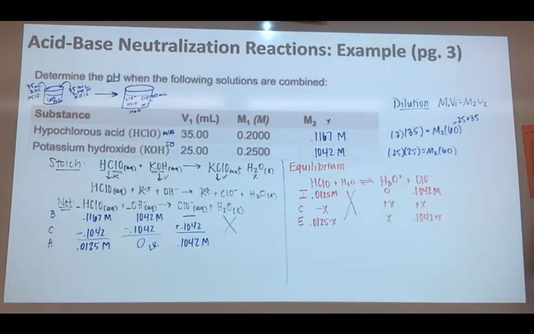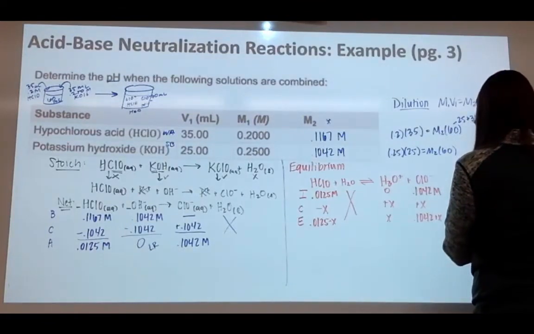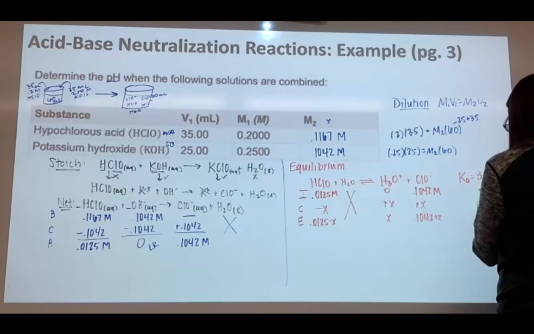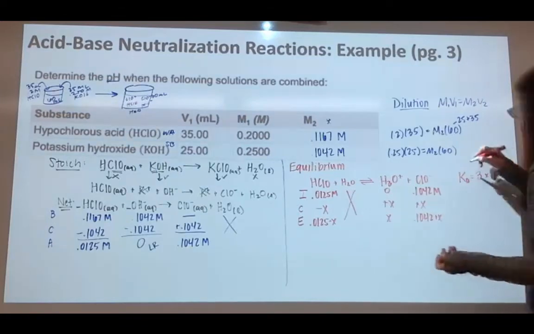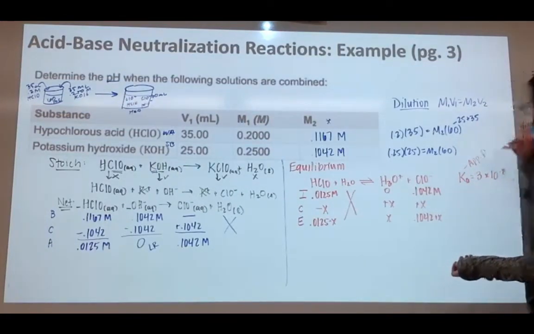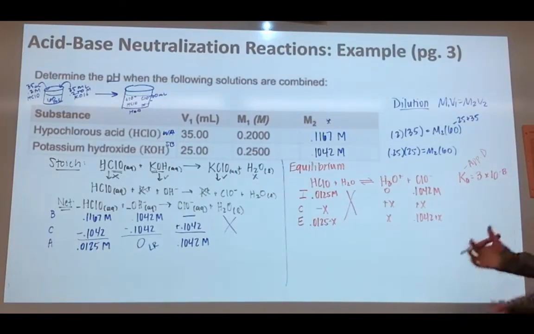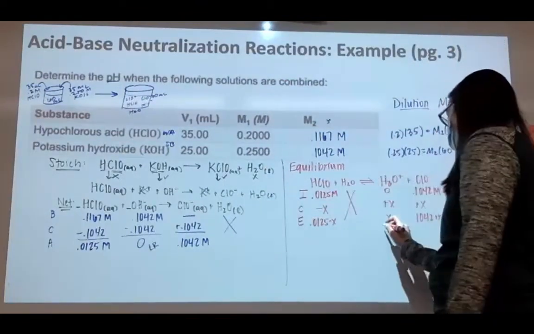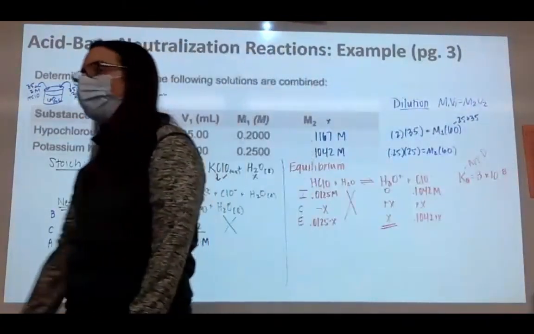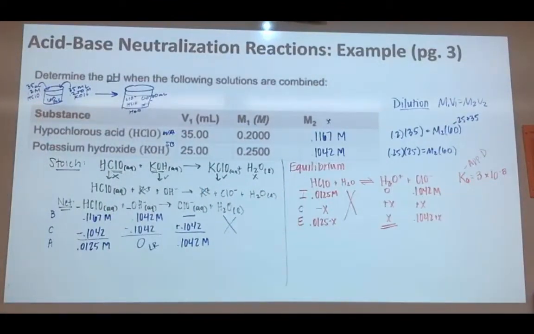Hypochlorous acid, HClO, has a Ka value of 3 times 10 to the negative 8th. If you ask where I got that from, I just found this from Appendix D. On a test or a quiz, you would be given Ka or Kb values. So now we can use Ka, we can use equilibrium. The goal was to determine pH. All of this is just to figure out the pH after this neutralization reaction.